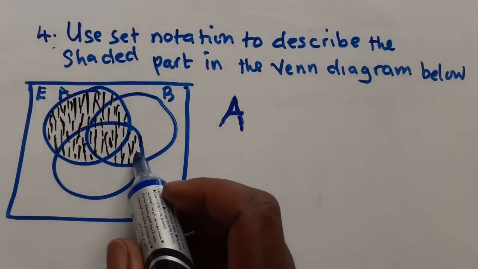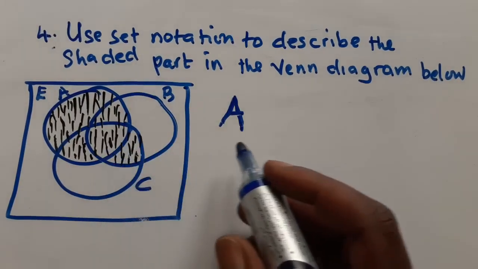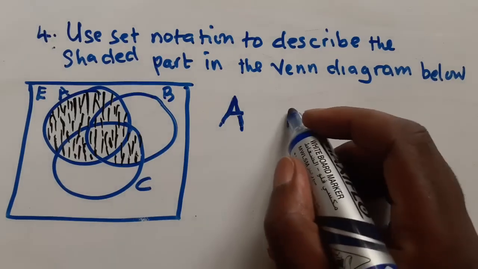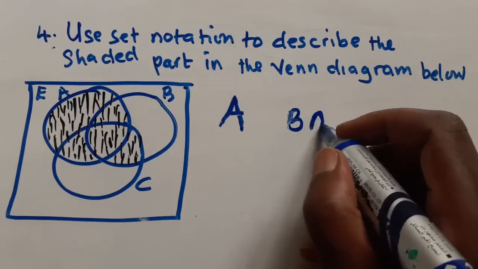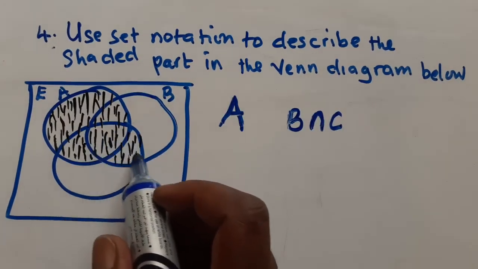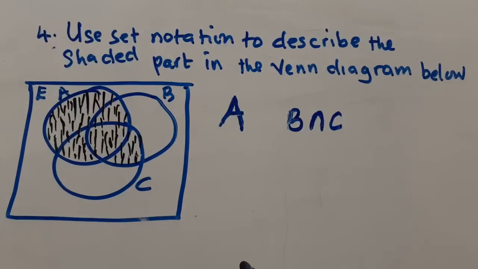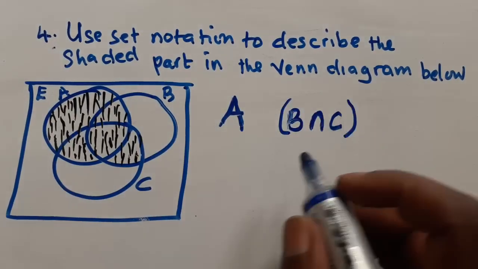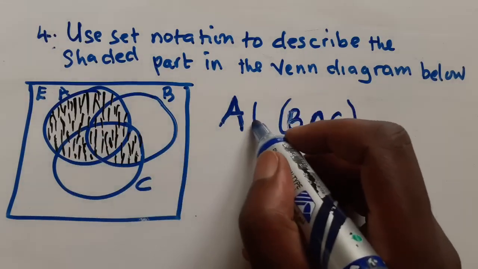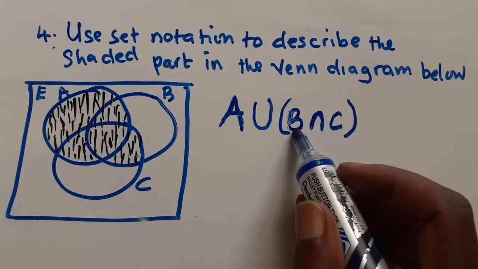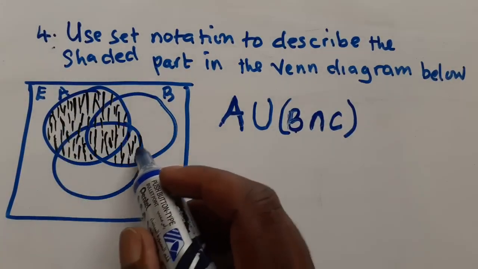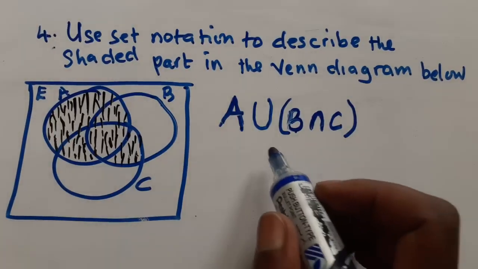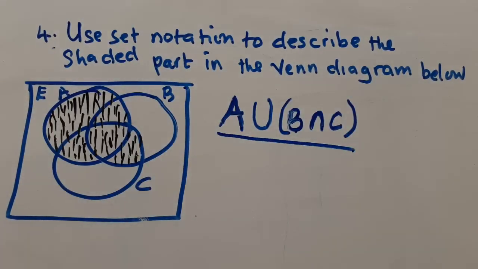And then when you come to this extension part that is shaded here, what is this? This is B intersection C. This other part that is shaded here. All right? So now, when we put them together, we are going to say what is shaded is A union B intersection C. The whole part of A is shaded as well as the intersection of B and C. So our answer, ladies and gentlemen, is this one. You get your 2 marks like that.